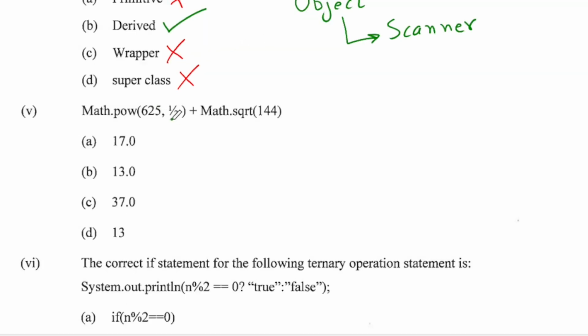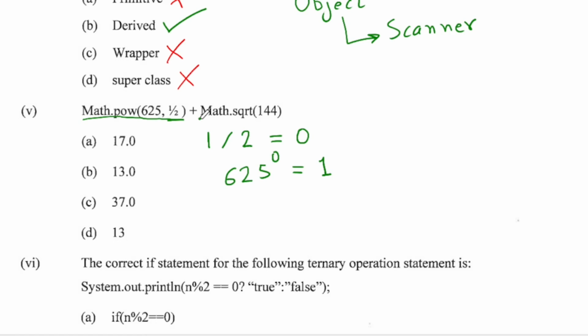The second interpretation is that this is 1/2, and notice that both 1 and 2 are integers. Integer divided by integer will give you an integer. So 1/2 is 0.5, and 0.5 converted into integer is 0, which means that Math.pow(625, 1/2) is actually 625 raised to the power 0. Any number raised to the power 0 is 1.